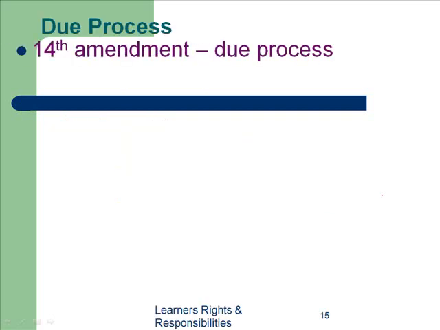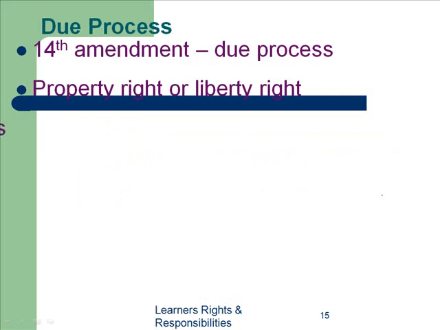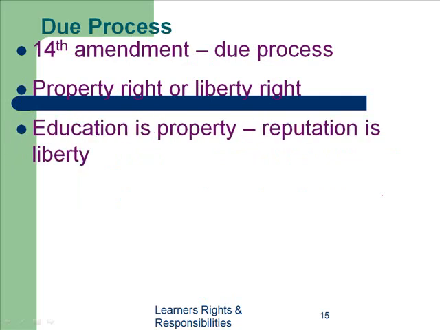Okay, so what are those things? Well, property right or liberty right. Education is property, reputation is liberty. So to be entitled to due process, to challenge someone, which of these were you denied?